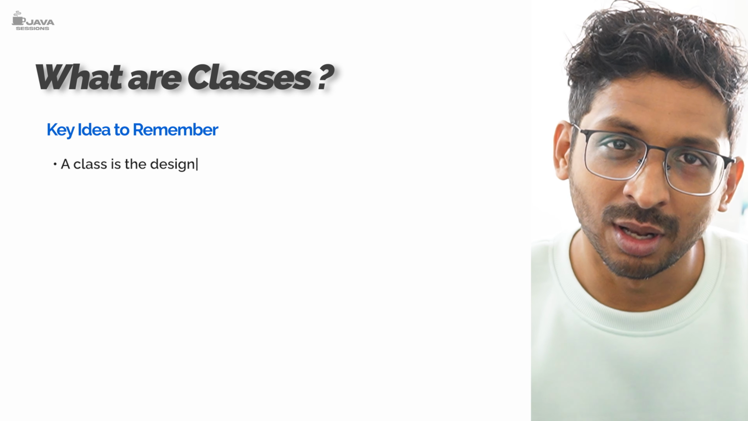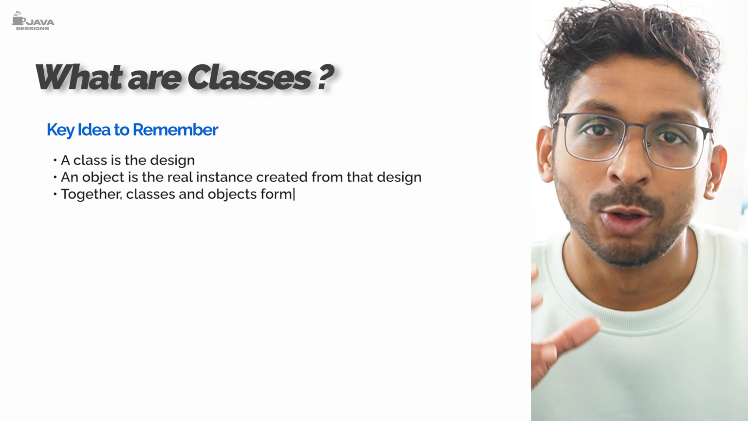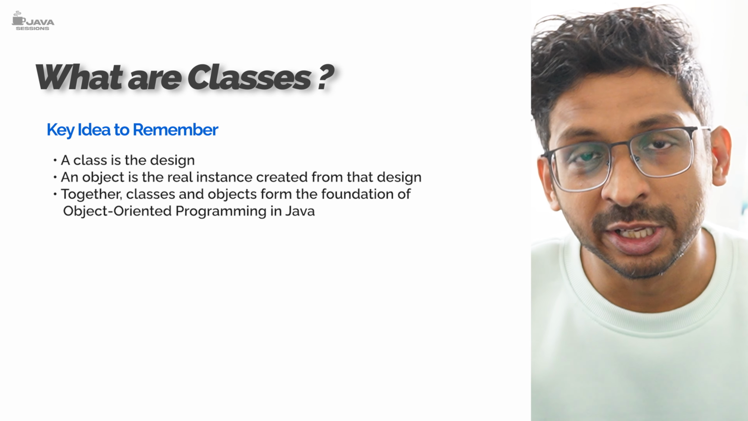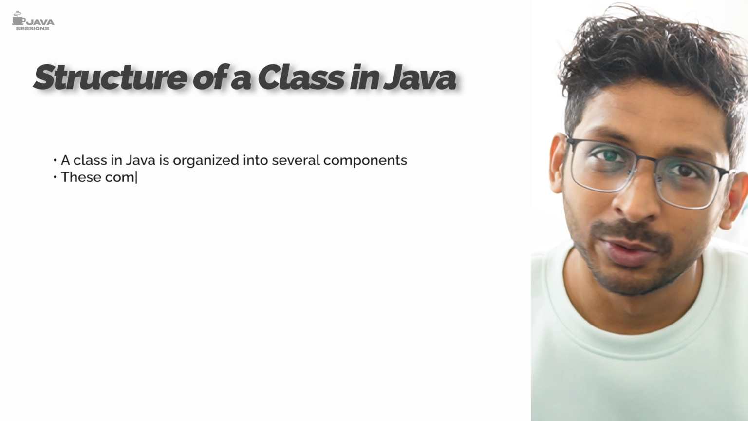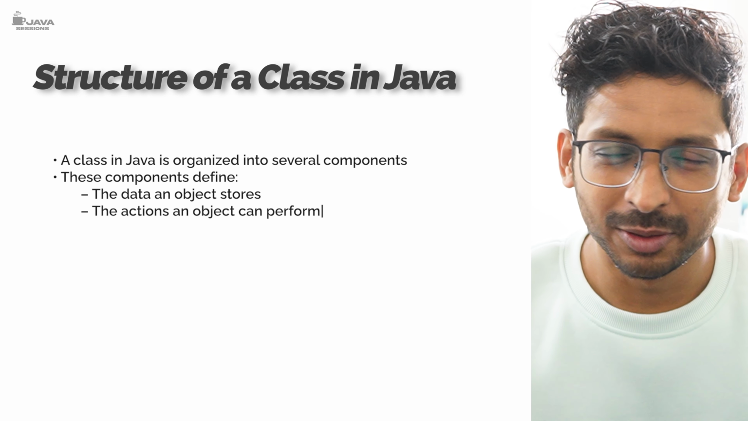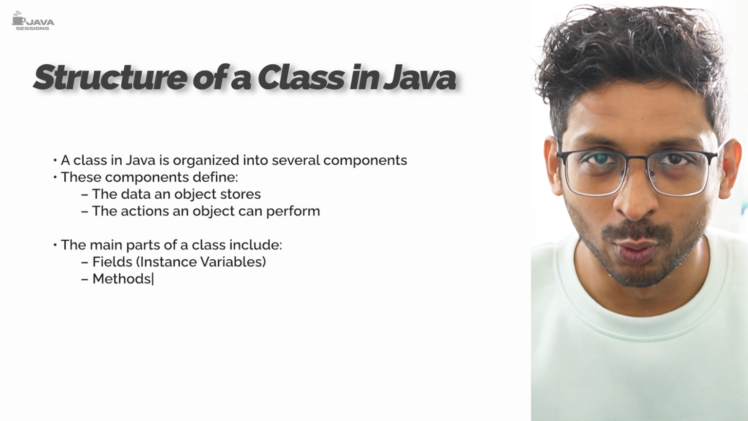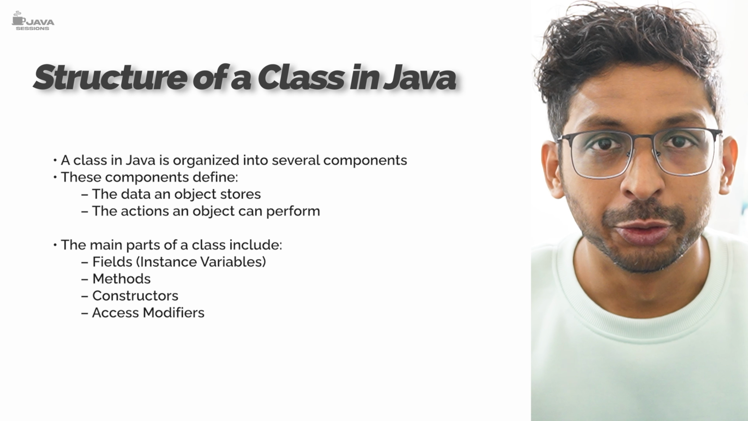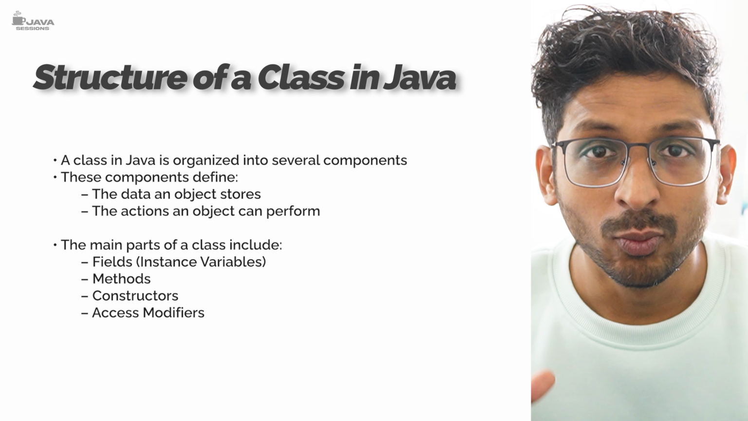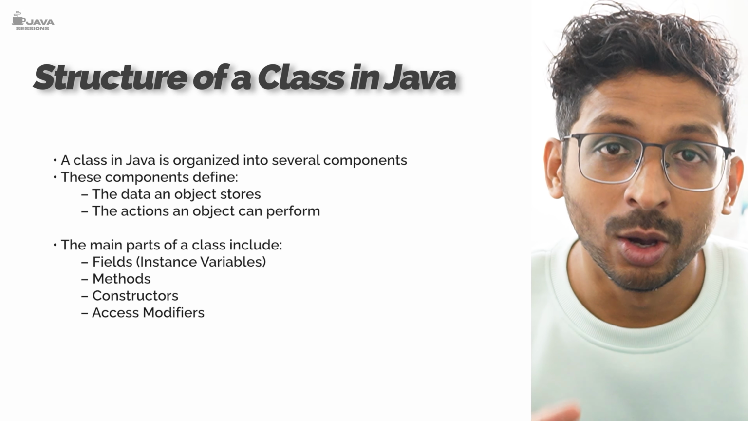To summarize, a class is a design, an object is a real world implementation of that design. Let's go through the structure of a class in Java. A class in Java isn't just a random block of code. It's neatly organized into different components that define what the class represents and how it behaves.